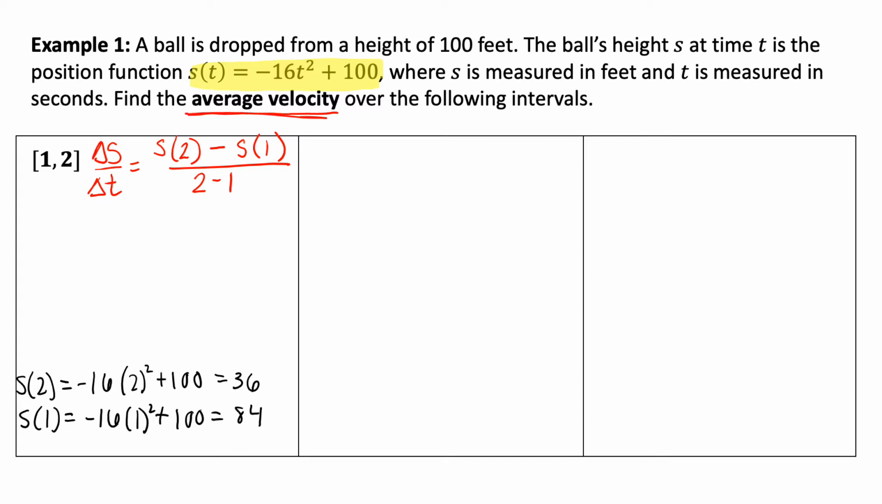Plugging those back into our average velocity formula, we would have S of 2 is 36 minus S of 1 is 84 over 2 minus 1 gives us negative 48 over 1, which we can write as negative 48. So our average velocity on the interval from 1 to 2 would be negative 48 feet per second.